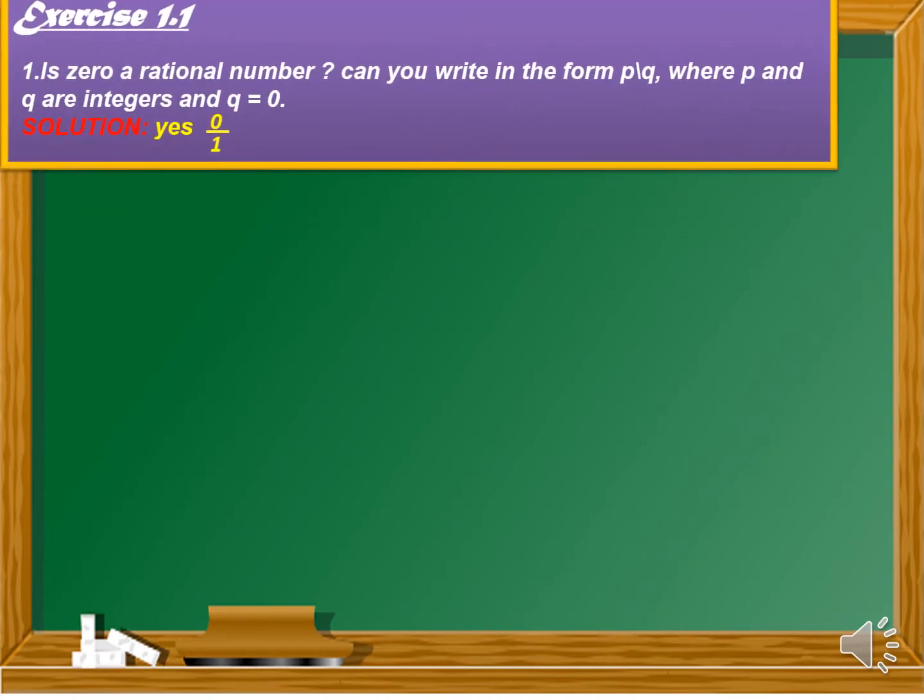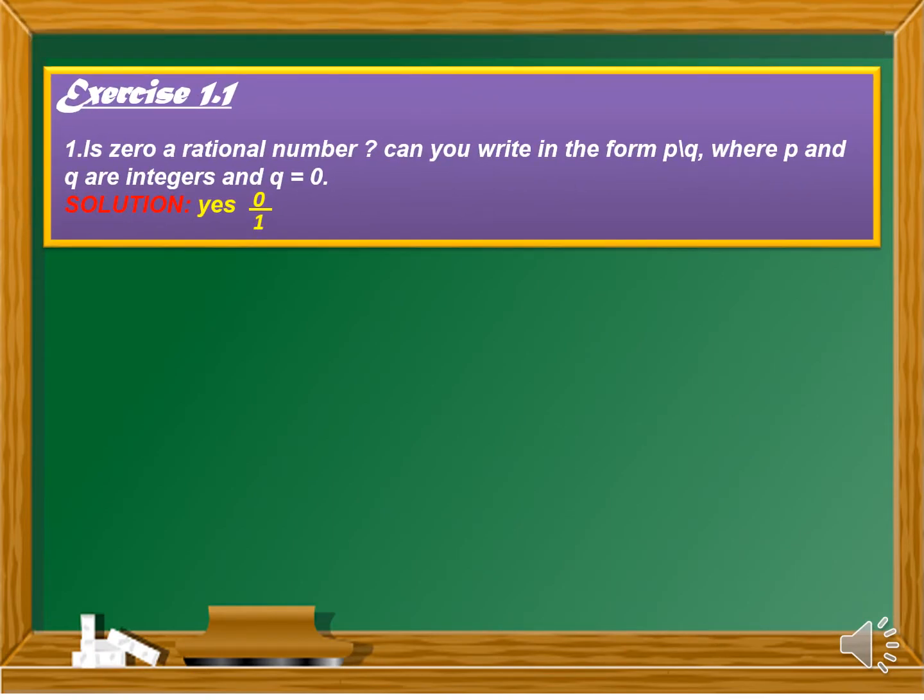Exercise 1.1. First question, is 0 a rational number? Can you write it in the form p by q where p and q are integers? In the second part of the question, they have said that it is a rational number. How? Because the only set of numbers in the form of p by q, where p and q are integers and q is not equal to 0, is a rational number. So can 0 be expressed in the form of a rational number?